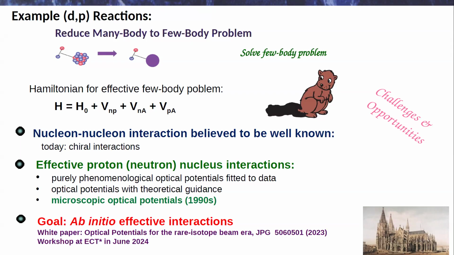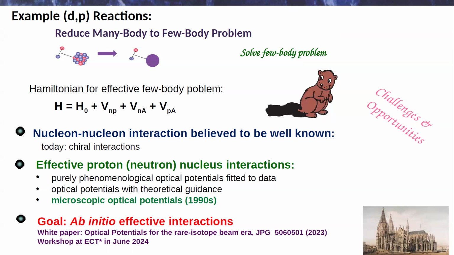And we all believe that we know the NN interaction well enough. Today it's the chiral interactions. But the other interactions between the neutron and the proton and the blob nucleus are effective interactions. And there are different options people are doing. It can be purely phenomenological, fit to data. It can be phenomenological with theoretical guidance. In the 90s, the microscopic folding optical potential started, but the goal is still to create these interactions ab initio.